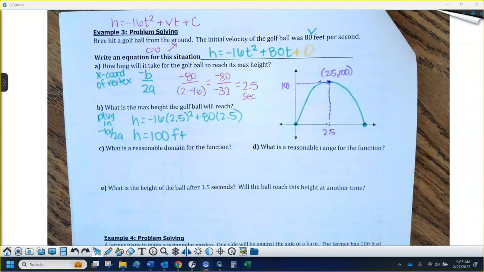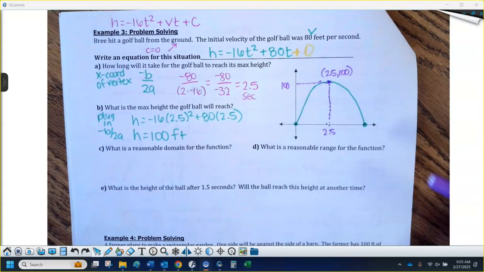Now for these last two questions, I'm going to have you look at the picture and see if you can figure this out. The very first problem we did, you couldn't have done this because it started at 3 feet, did not start at the ground. If it starts at the ground, though, you can answer this question. So it says, what's a reasonable, we're not talking about the full parabola, right?